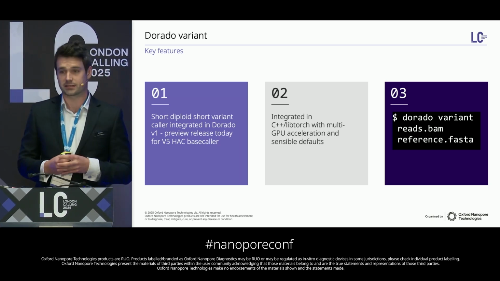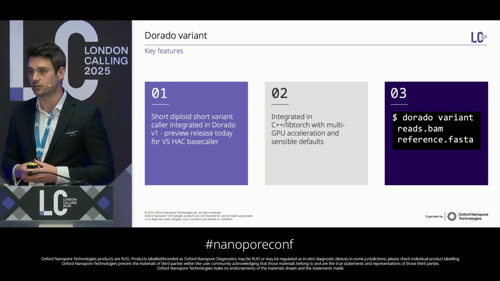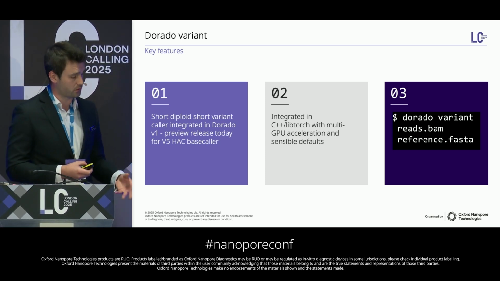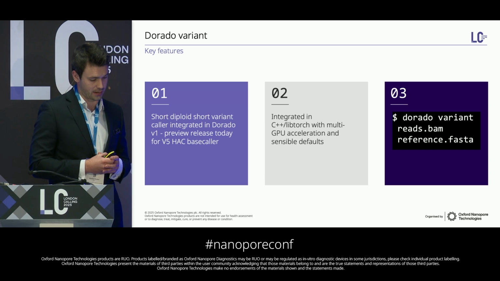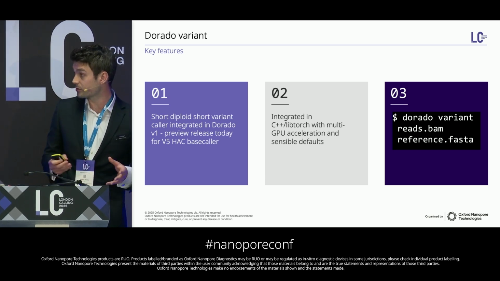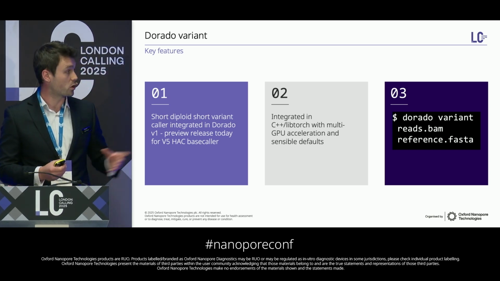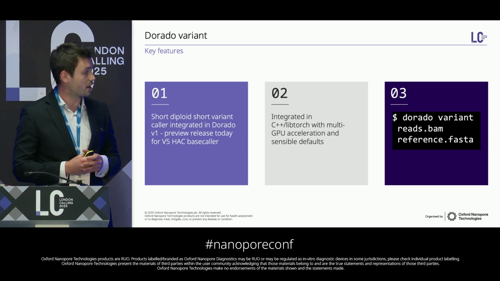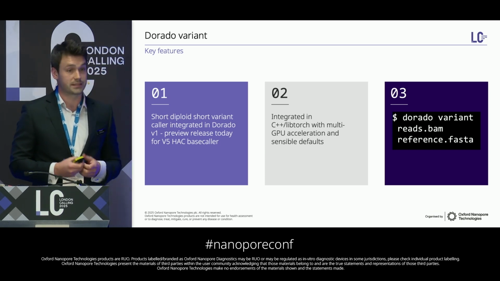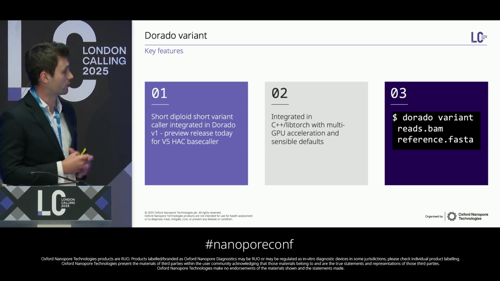And as with the rest of Dorado, we want this to be as easy to use as possible. So that means sensible defaults and multi-GPU acceleration. And you can really see, hopefully, how simple this is to get a VCF from your BAM by the command on the right-hand side. So you just give it a BAM with the reads aligned to a reference, and Dorado should handle everything else.